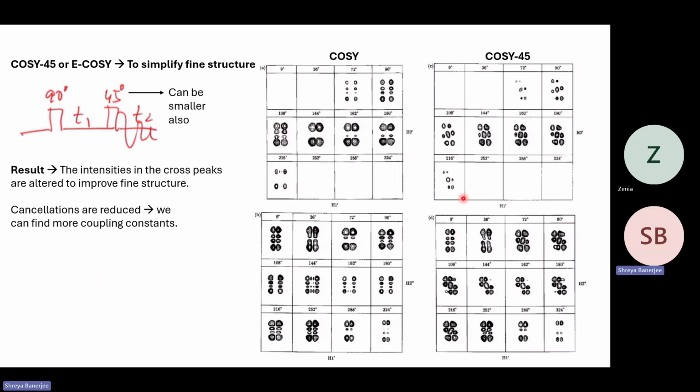So the way out of this is a special technique called COSY 45 or E-COSY, which simplifies the fine structure so that there is not so much cancelling out. So we don't need to understand the mechanism of this. You can just remember this is a technique to simplify the fine structure so that the cancellation is reduced. And if the cancellation is reduced, we can find out more of the coupling constants from the fine structure. So you can see in COSY 45 compared to COSY, clearly many more cross peaks are observed, and so more coupling constants can be calculated.